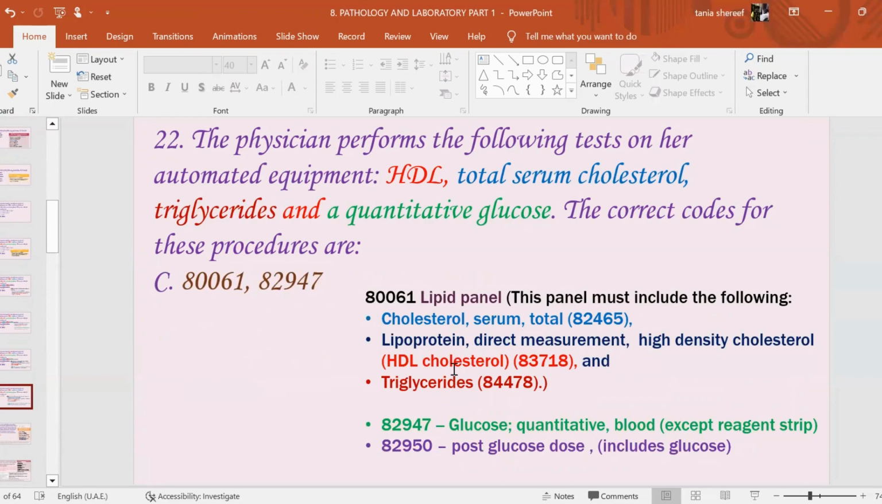80061 is for the lipid panel, including HDL, total serum cholesterol, and triglyceride. And for a quantitative glucose, the code is 82947.